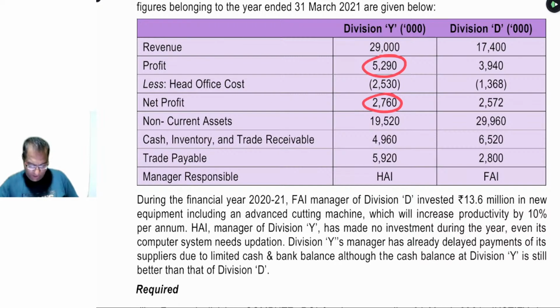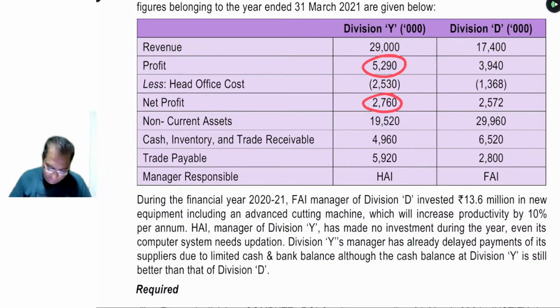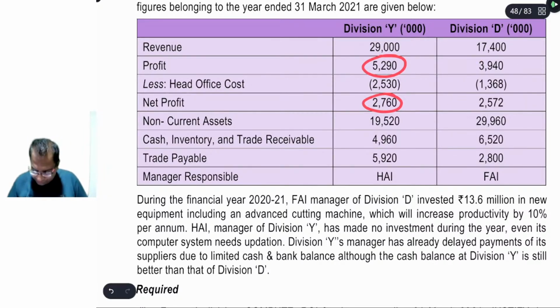Definitely, it should be 5290 because we require the controllable profit. The factors which are in the control of the departmental manager should only be considered. While from 5290, they have deducted head office cost. Head office cost is not in the control of the department. Therefore, the 2760 contains the uncontrollable factor also. Therefore, 5290 and 3940 will be considered for numerator.